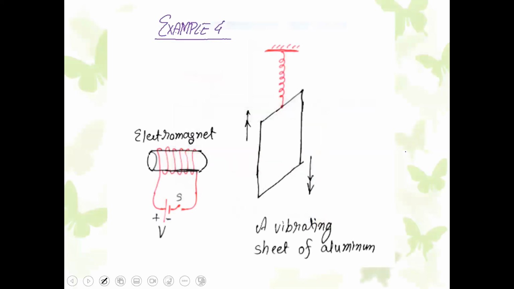This is a magnet, a spinning magnet. There is another famous example, example number 4. That is an electromagnet and a vibrating sheet of aluminum. You have to copy this screen. For the reference, you can put it as example 3, because we have not copied example 3 here. So make it example 3.